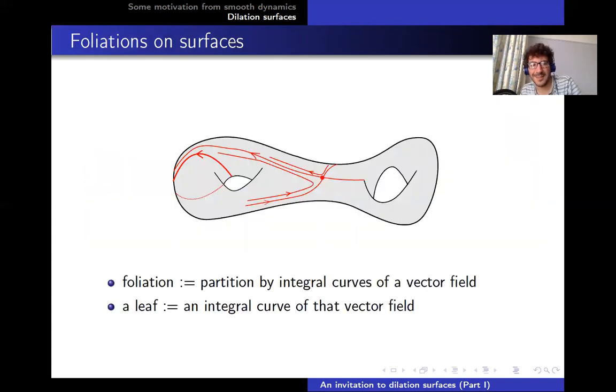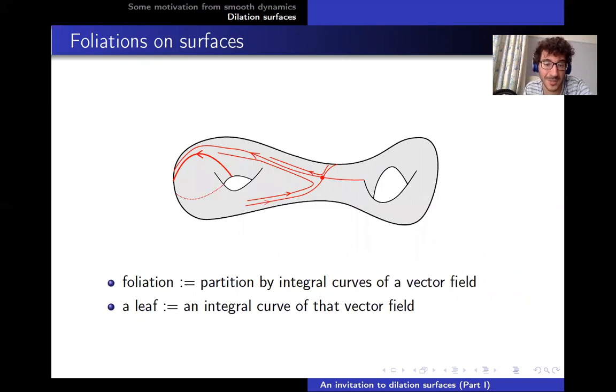Anyway, now again, I need to recall a concept at the crossroad of dynamical systems and geometry, which is that of a foliation. When you have a vector field on a surface, you can integrate it, and it gives you a partition of your space, I mean, you could do that with any manifold though, a partition into the integral curves of your vector field. So that's what we call the foliation.